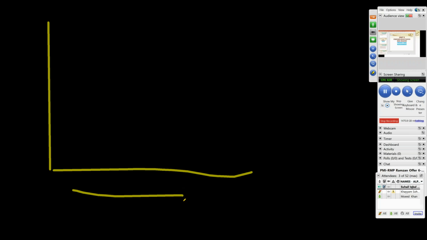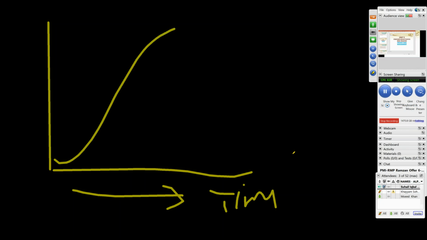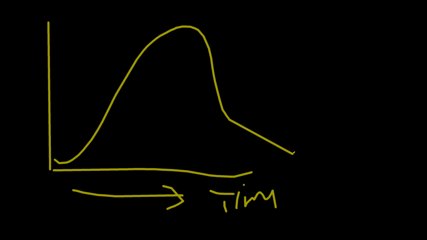Okay, just look at it to draw something. For example, this is the time on my project, and this is my project life cycle, right? It is not the S curve. This is my project life cycle, and this is how I am spending money on my project. This is from the cost point of view.